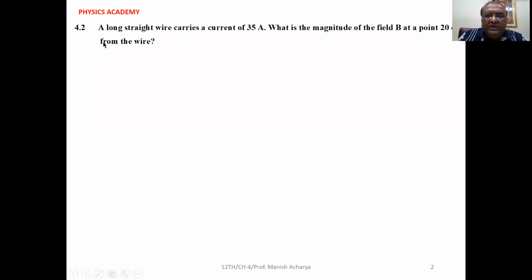Now example 4.2. A long straight wire carries a current of 35 ampere. What is the magnitude of the field B at a point 20 centimeter from the wire? Now see, current I through the wire, that is 35 ampere given to you, and we want to find the magnetic field at a point which is at 20 centimeter from the wire. So R, that is 0.2 meter, and B that we want to calculate.